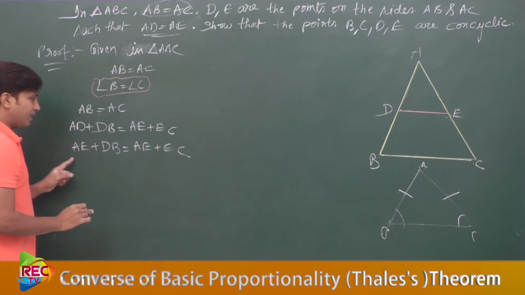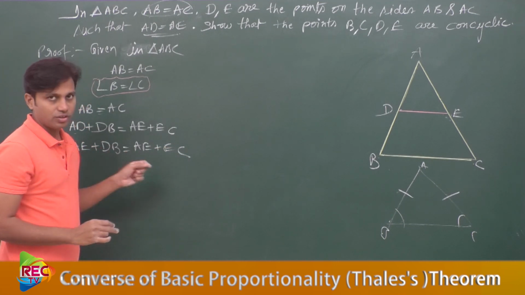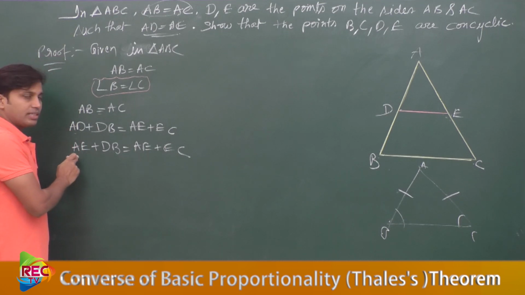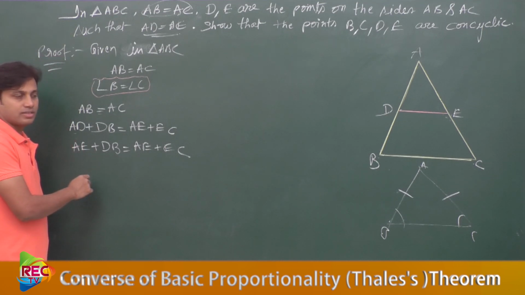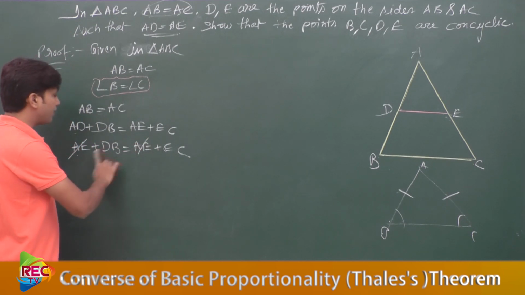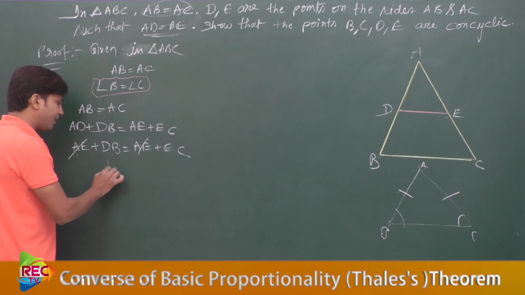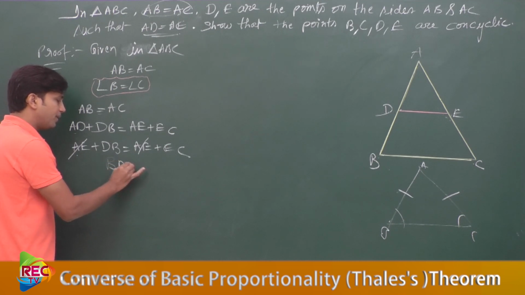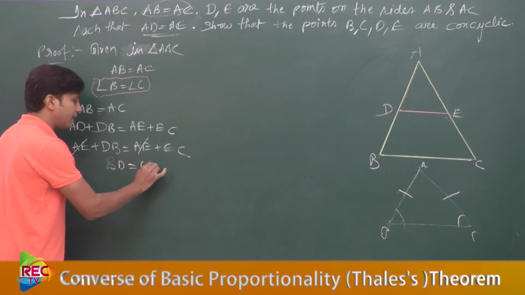Now tell me, here there is AE on both sides or not? AE is a common term on both sides with the same plus sign, so we can cancel it on both sides. So what is left over now? DB, or BD we can say also. BD equal to what? CE, right?